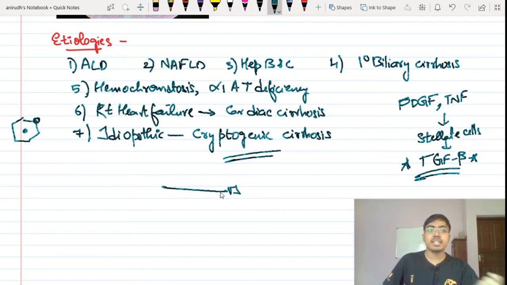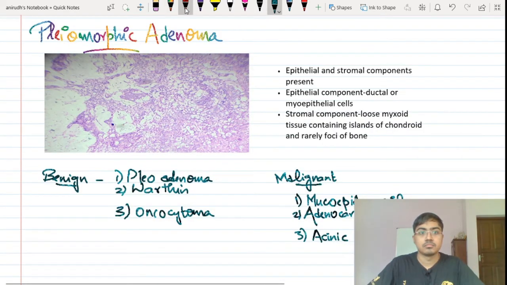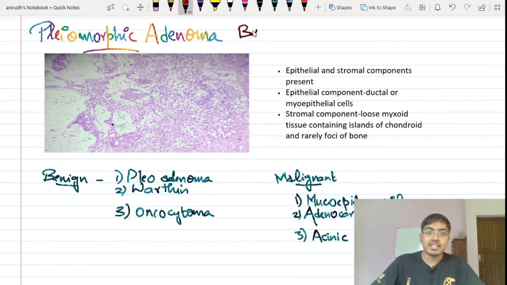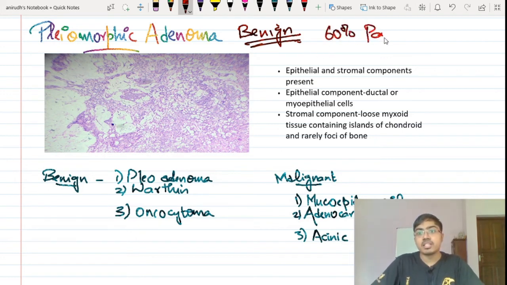Let us now go to the next slide. Now this is a salivary gland tumor which is benign, right? This is a benign salivary gland tumor, the most common salivary gland tumor, and 60% occurs in the parotid gland.